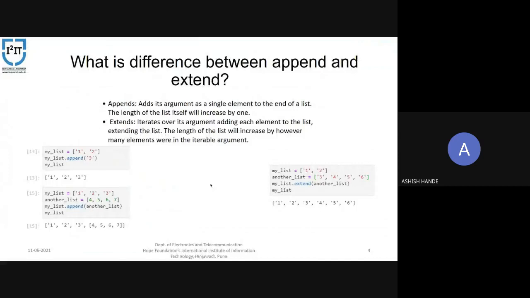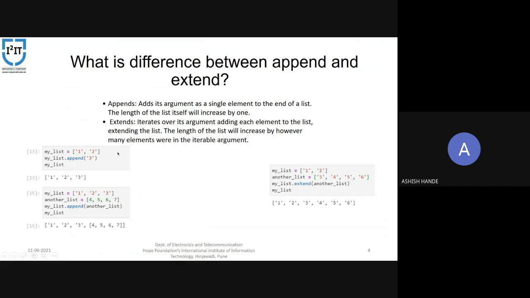Now, the second problem is what is the difference between append and extend. Append adds a single element to the end of the list, and the length of the list only increases by one. Extend iterates over its arguments, adding each element to the list, and the length increases by however many elements you add to the list.